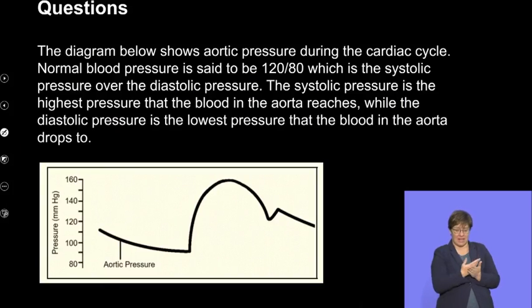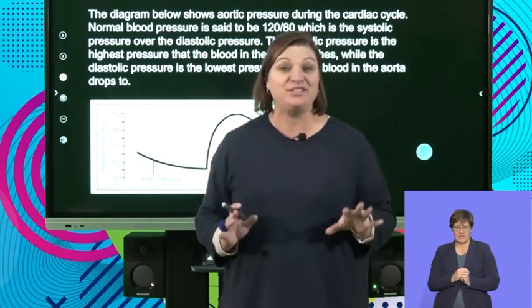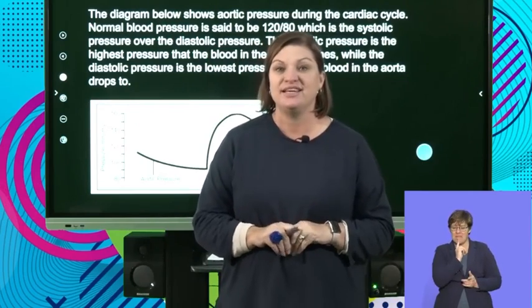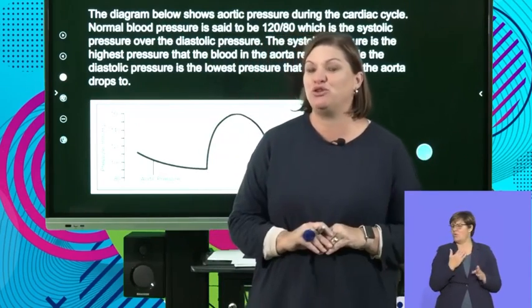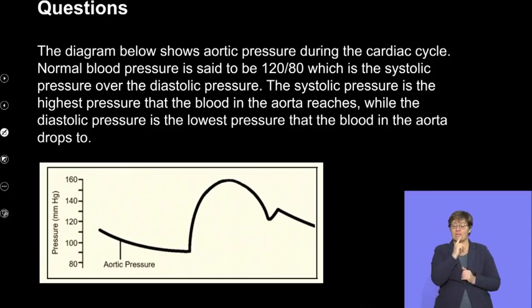Okay, this is quite a tricky question that I've given to you, but it's related to blood pressure. As I said, it's quite a tricky one, so even if we just work through the first question, let's see what it says here. It says the diagram below shows aortic pressure during the cardiac cycle. A normal blood pressure is said to be 120/80. So have a look, see around about here. That would be a normal blood pressure.